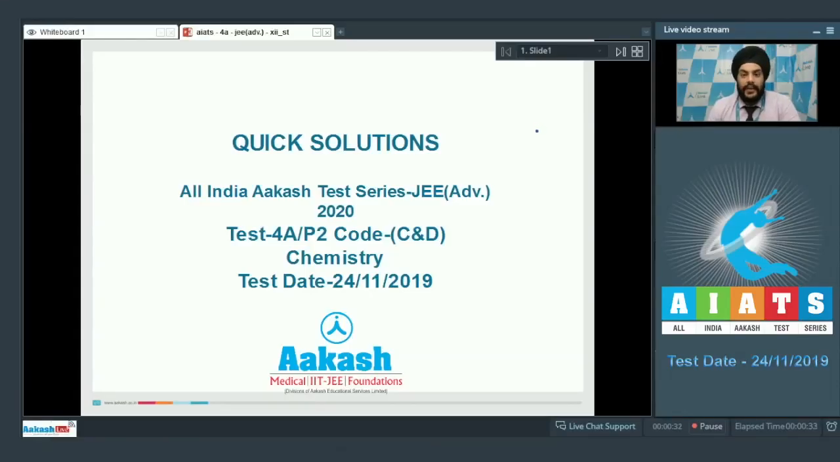Hello everyone, today we'll be looking at the quick solutions to the chemistry section of All India AIATS Test Series JEE Advanced 2020 Test 4A Paper 2 Code C and D.